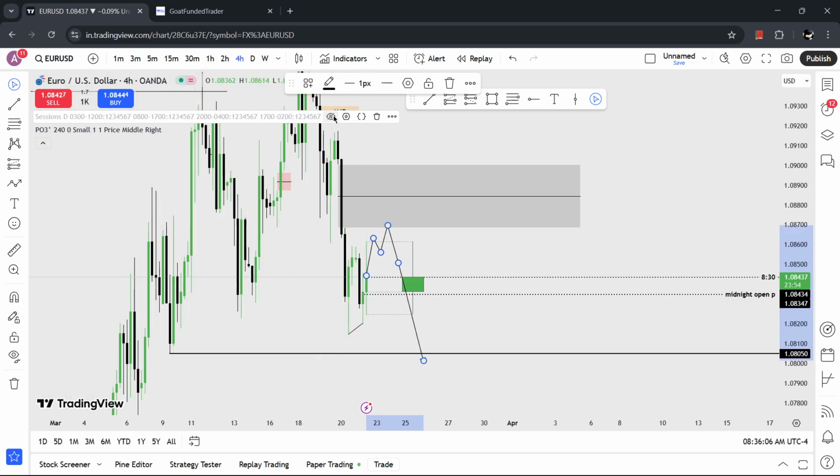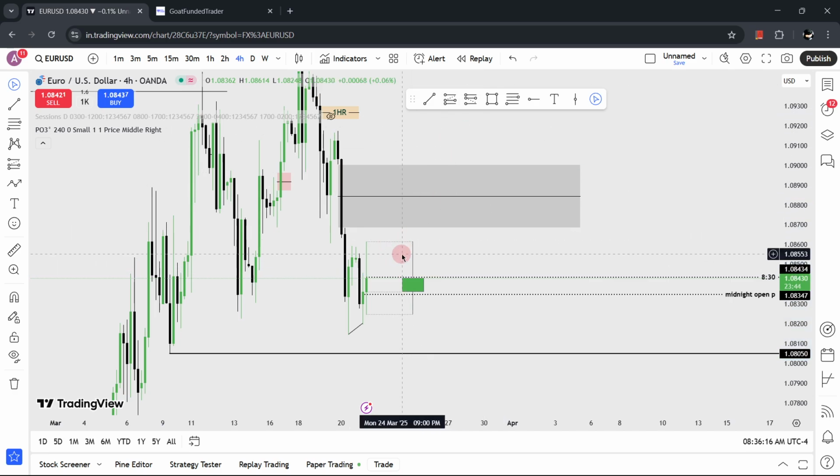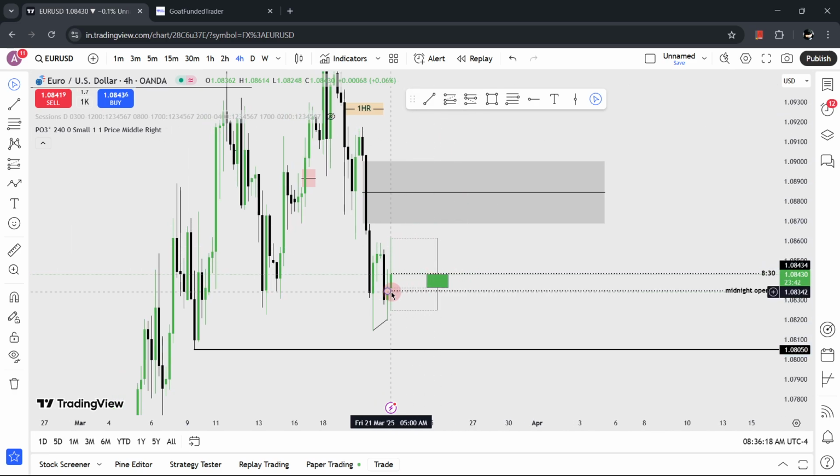Like this. This is what I'm expecting to happen in New York. New York session on 21st March 2025. I think you got it. It could be above 8:30 and it could be above the midnight opening price. It's perfectly fine.